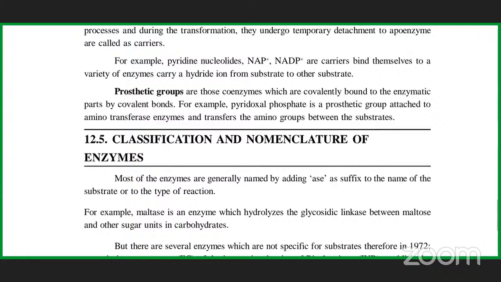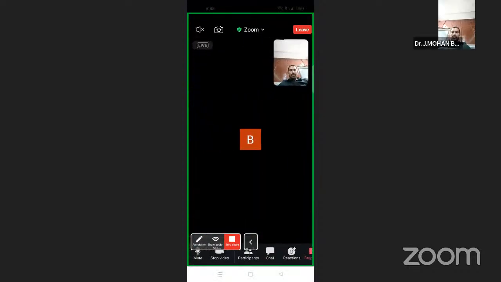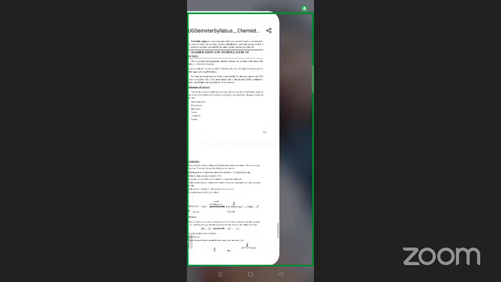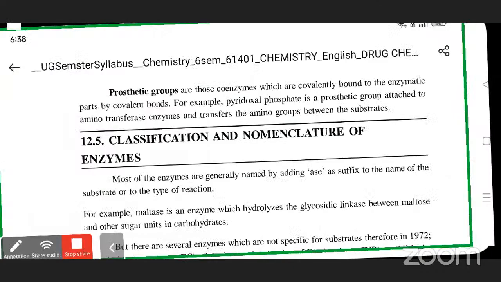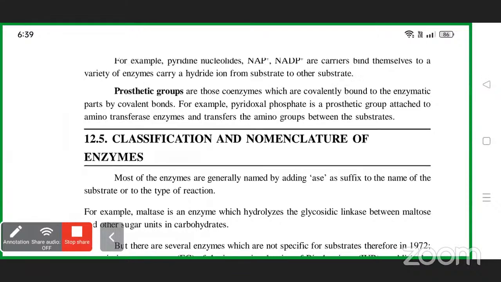Next, the classification and nomenclature of enzymes, and this is very, very important. Find out how to classify the enzymes and how to name these enzymes.